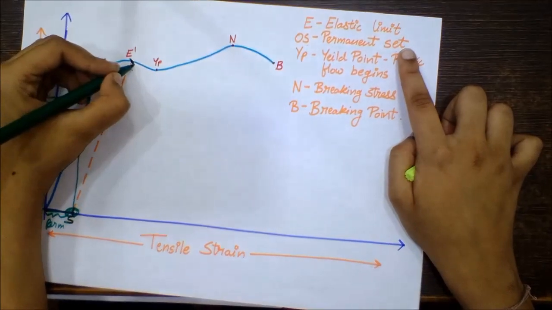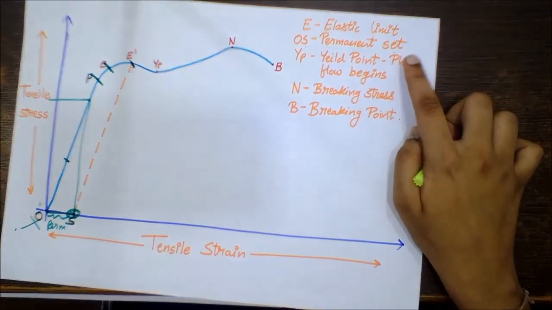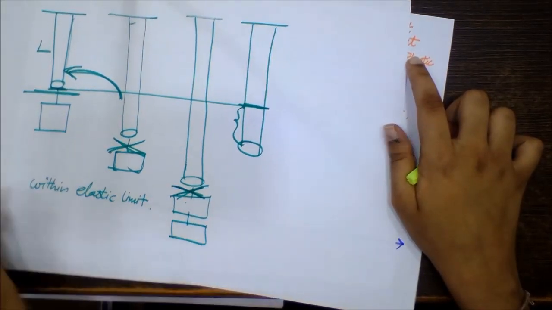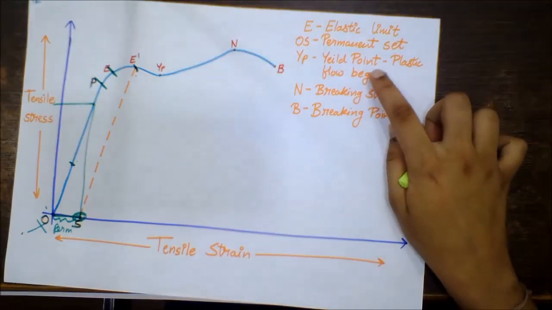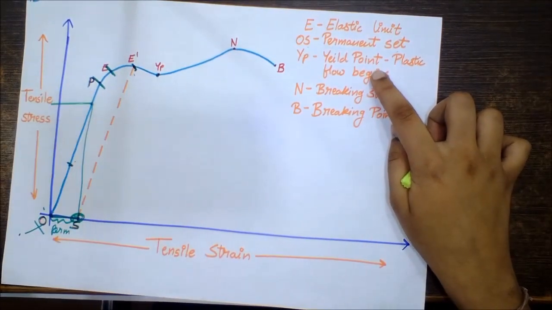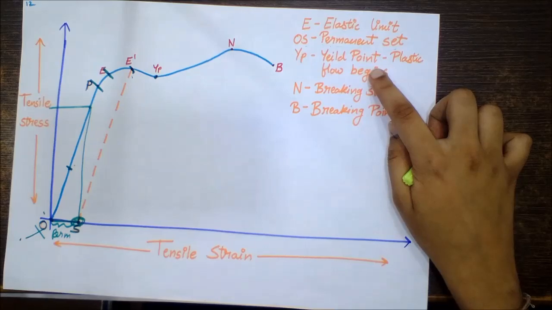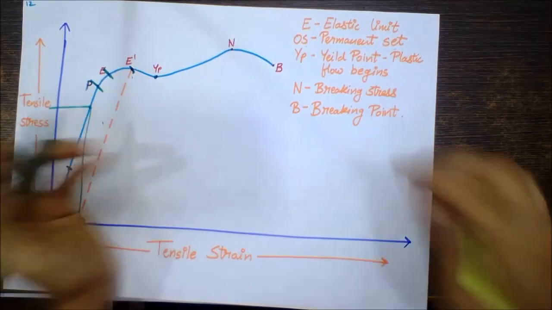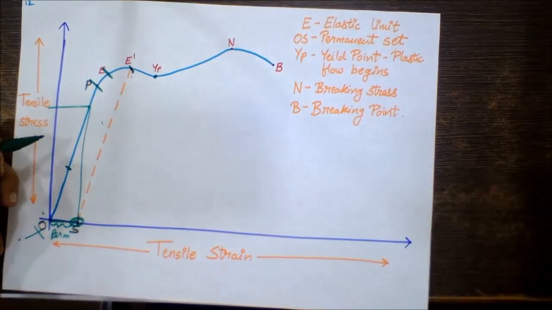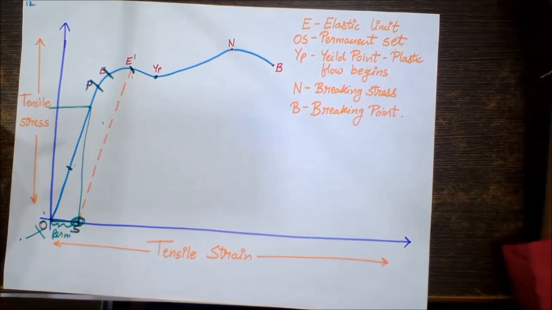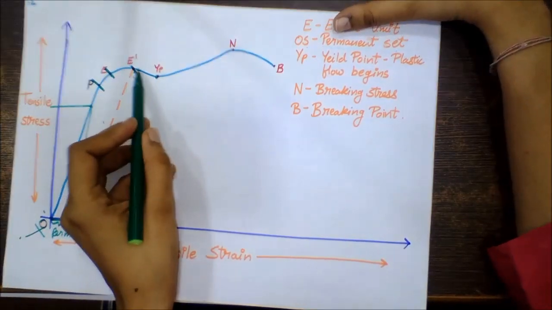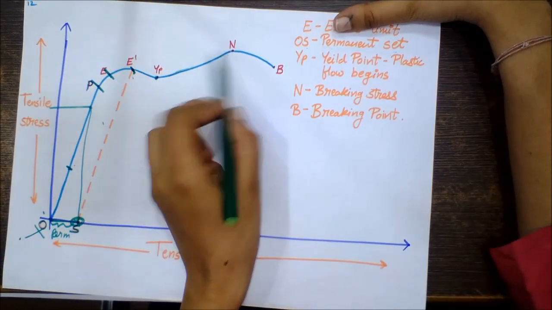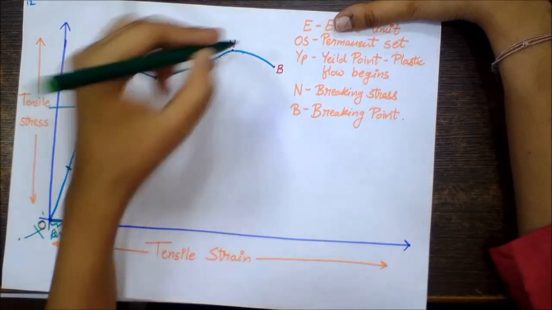After Y dash also, if you do not remove your weight or you increase your weight, what happens? It goes to a point Y dash. This point is known as the yield point, where plastic flow begins. That is, the solid rod starts behaving like a plastic body, or starts flowing like a liquid. That is, it starts increasing at a very high rate. If you see the slope, it's going upward, that is it is increasing at a very high rate.